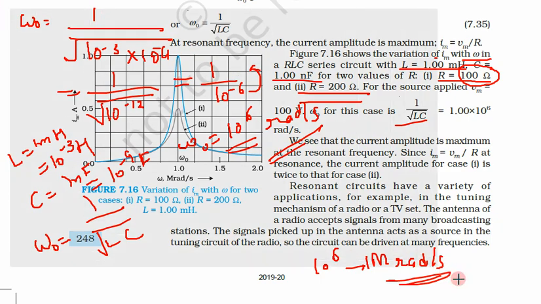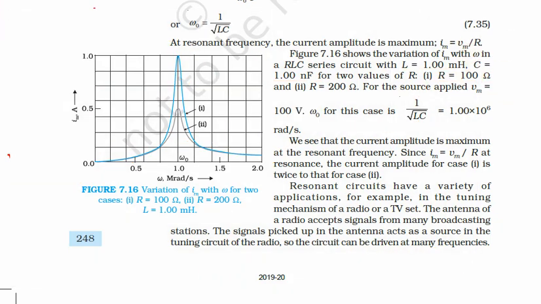One important thing you have to note is that resonance depends only on the capacitance and inductance. It is not varying with R. If we change R, only the amplitude is changing, the resonant frequency is not changing. Here we see resonance is coming at 1 mega radian per second in both the cases. So the resonant frequency is not changing. What is changing? Its amplitude.